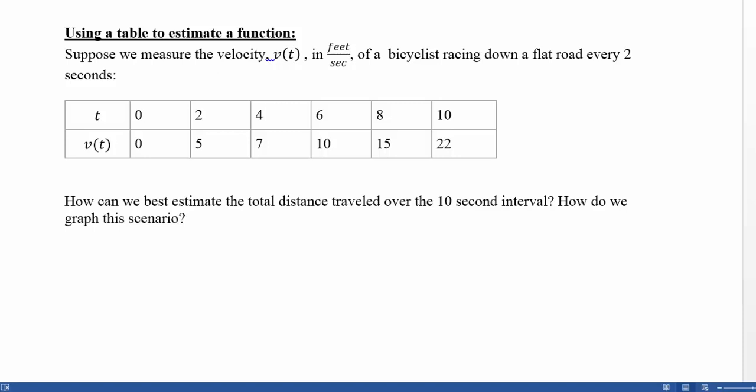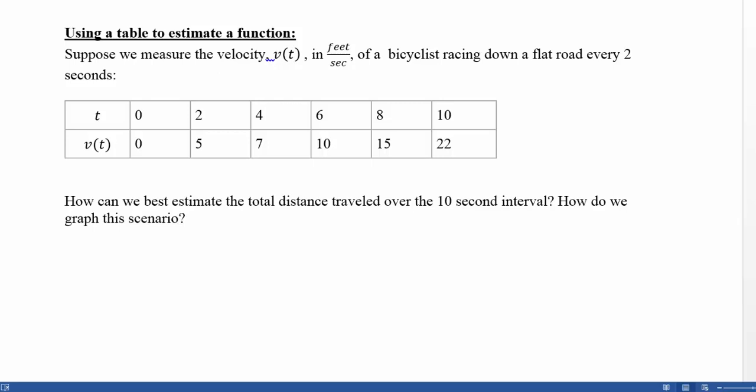Using a table to estimate a function. Suppose we measure the velocity, v of t, in feet per second, of a bicyclist racing down a flat road every 2 seconds. How can we best estimate the total distance traveled over the 10-second interval? And how do we graph this scenario?